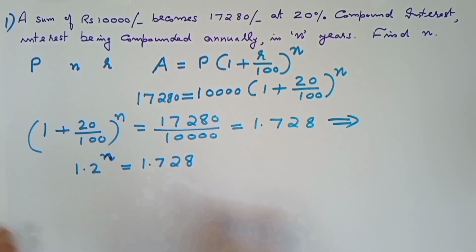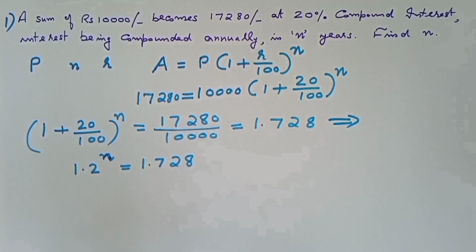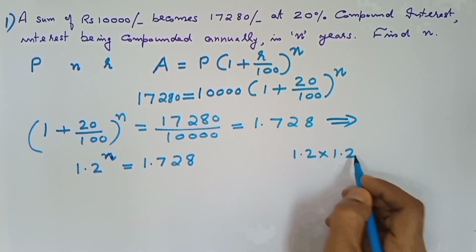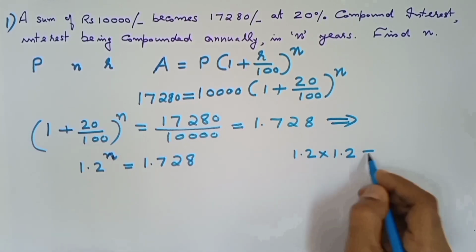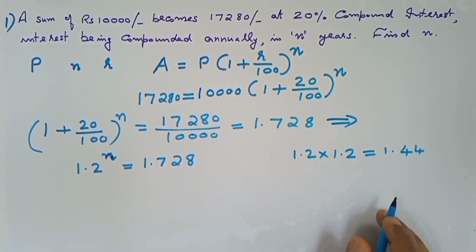So you can look at the different options given and try out all the numbers. So you may begin with 1.2 raised to 1. Anyway, obviously not equal to 1.728. Put n equal to 2. Again, 1.2 into 1.2 is what you get by putting n equal to 2, which is 1.44, which is not what you see here on the right side.